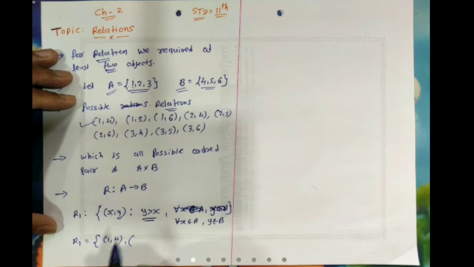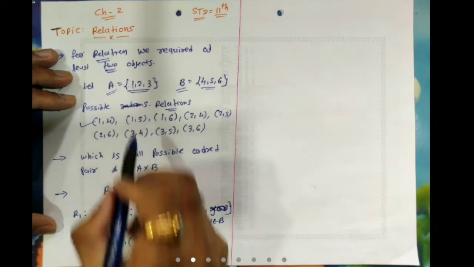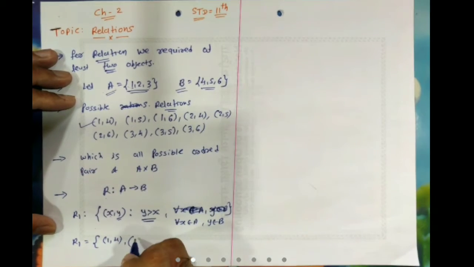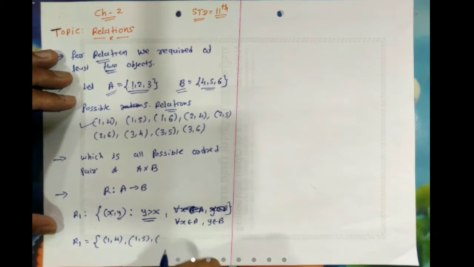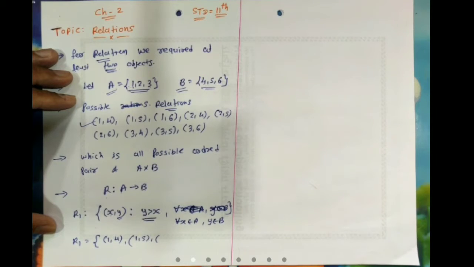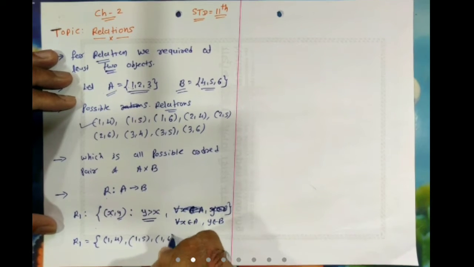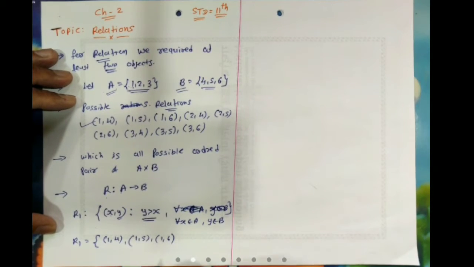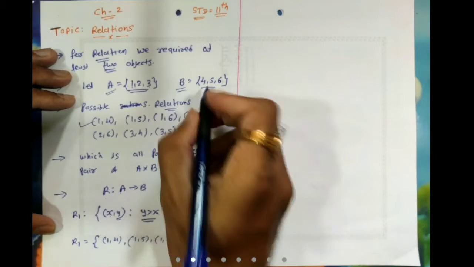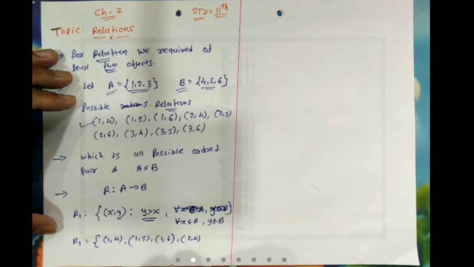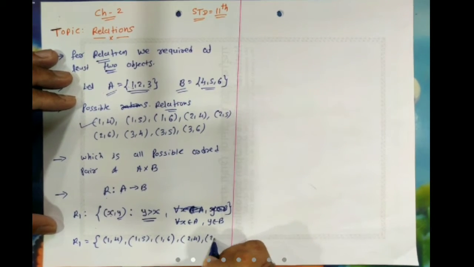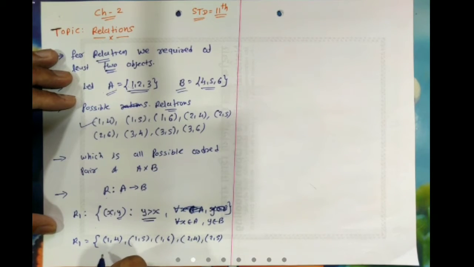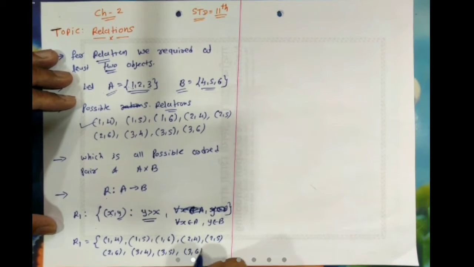The next possible ordered pair: Y must be greater than X. So you can take 1, you can also take 5. So (1, 5) is also present in our relation. Similarly, (1, 6) is also present in our relation. Similarly, (2, 4) can also be present in our relation. (2, 5) is also there. (2, 6) is also there. (3, 4), (3, 5) and (3, 6).